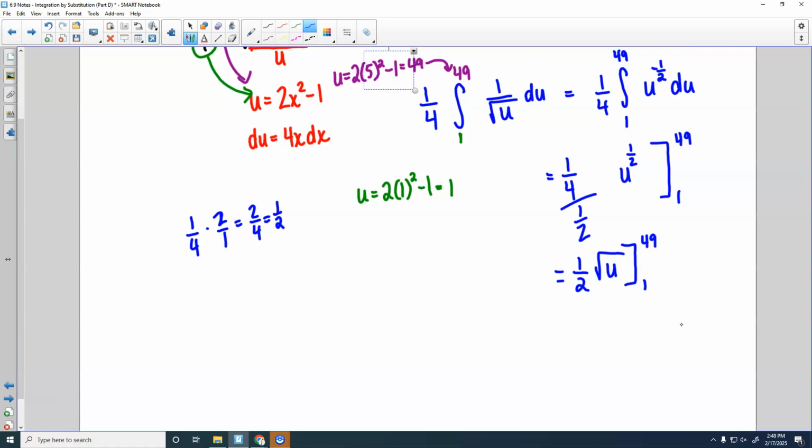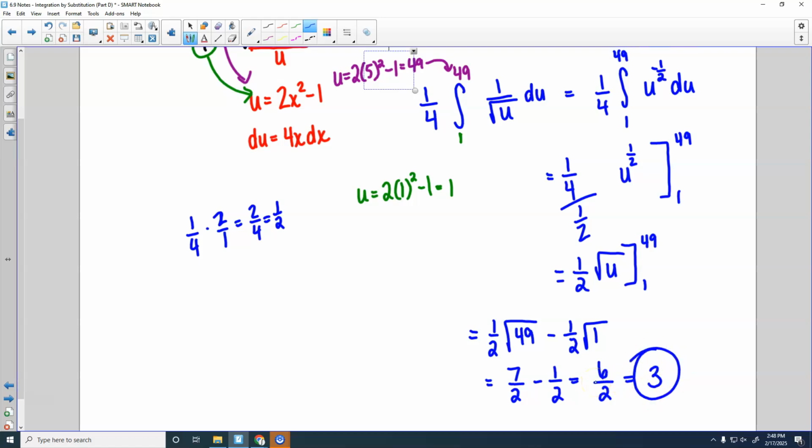Are we okay here? All right, then we're plugging it in. So we've got 1/2 square root of 49 minus 1/2 square root of 1. So this is going to be 7/2 minus 1/2, and that is going to give us 6/2, which is 3. I'm shocked that came out so nicely since I changed the problem at the beginning.